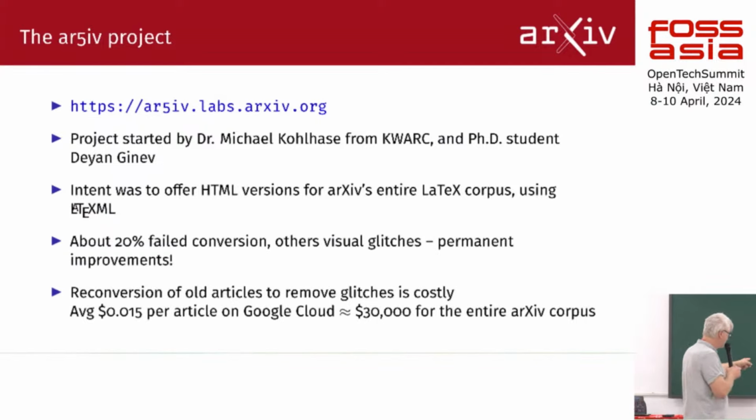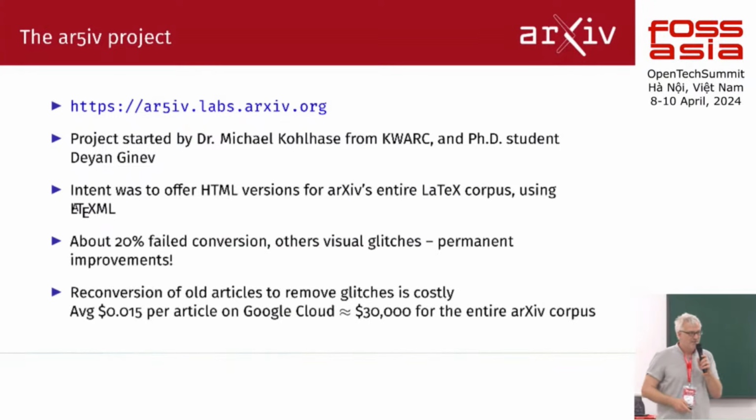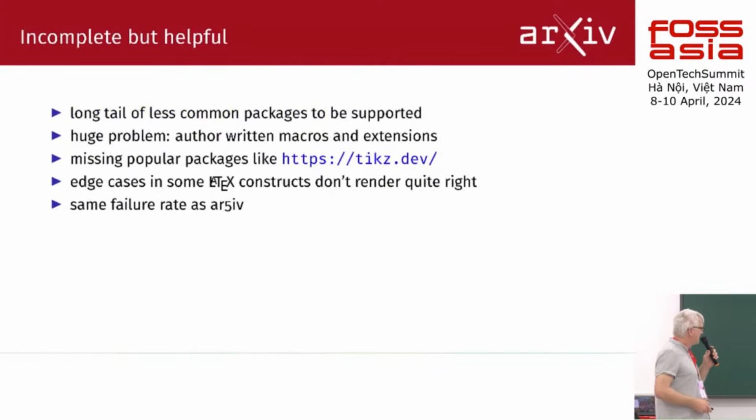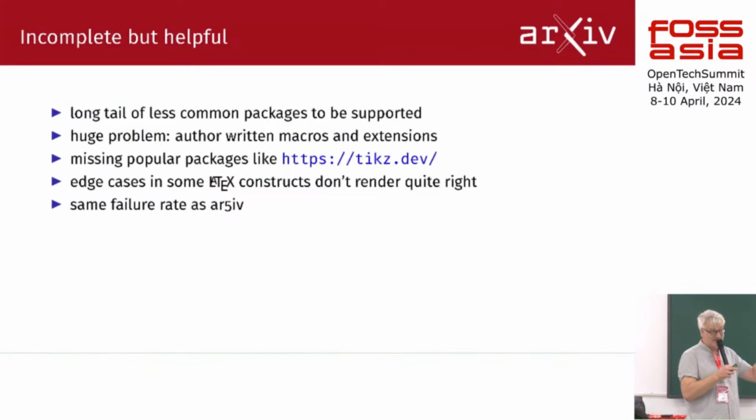Just to give you an idea, reconversion of articles, one article costs $0.0015. Well, if you multiply this by 2.4 million, you have an unfriendly amount of money for every iteration we have to do. So it's incomplete, I have to say. As I say, 20% are failing. There is a long list of packages we have not supported for the LaTeX infrastructure. One of the most famous is a famous graphing diagram package, TikZ. There are edge cases. There are authors who write really strange things.